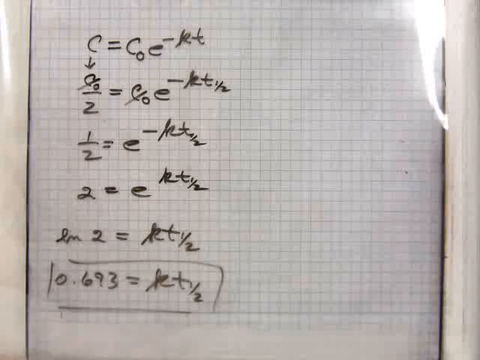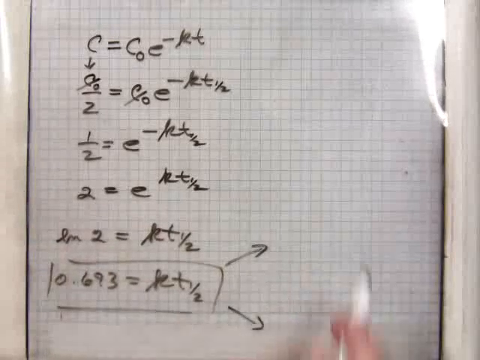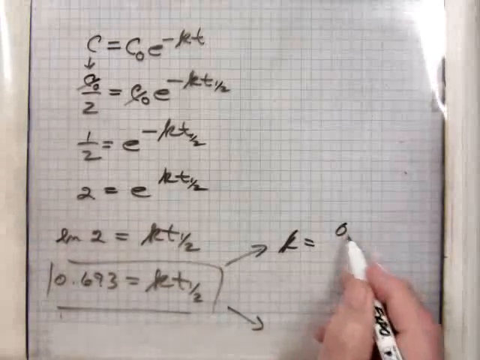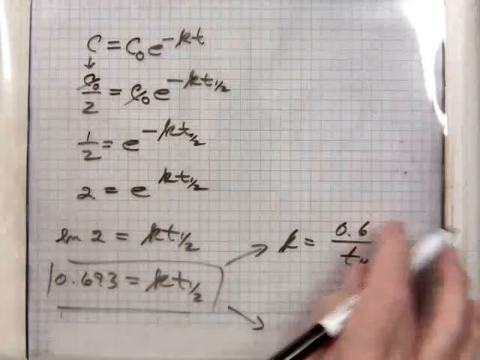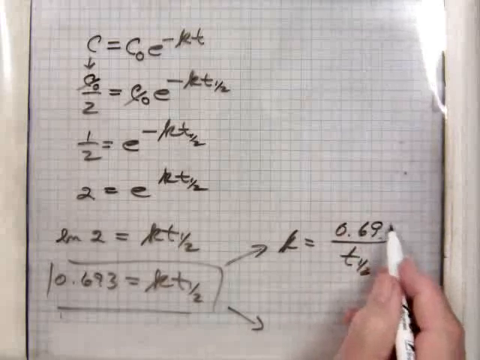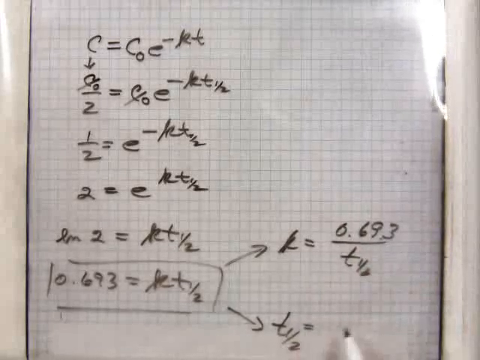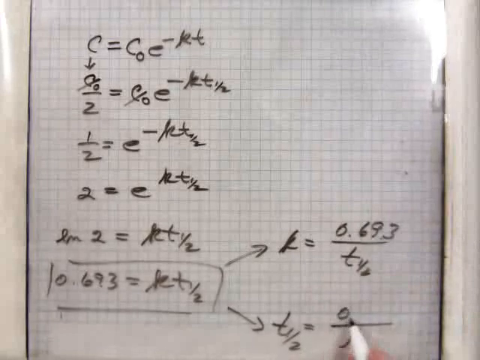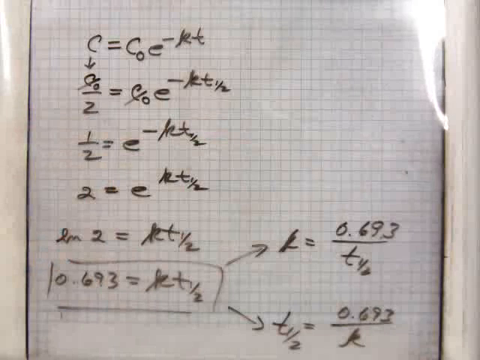And of course, depending on the problem, you can solve for k to equal 0.693 over the half-life. Or t to the 1/2, given k, 0.693 over k. So this is a very important little page for you in terms of the equations that you're going to be needing to use in various problems.